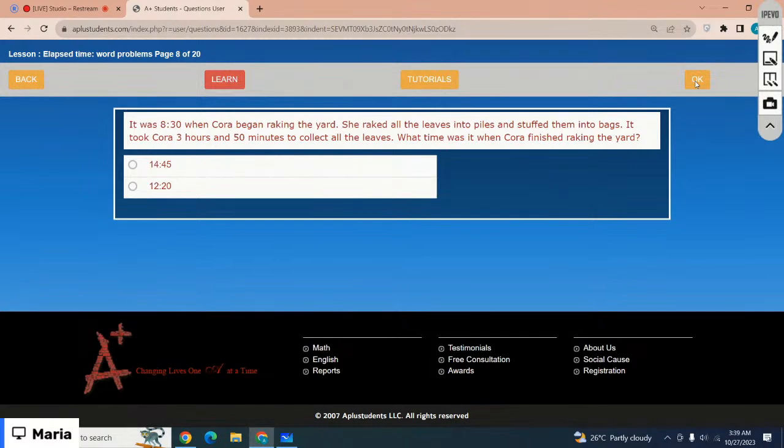The correct option is 8:30 plus 3 hours 50 minutes. 50 and 30 is, yes, it is 12:20, right?